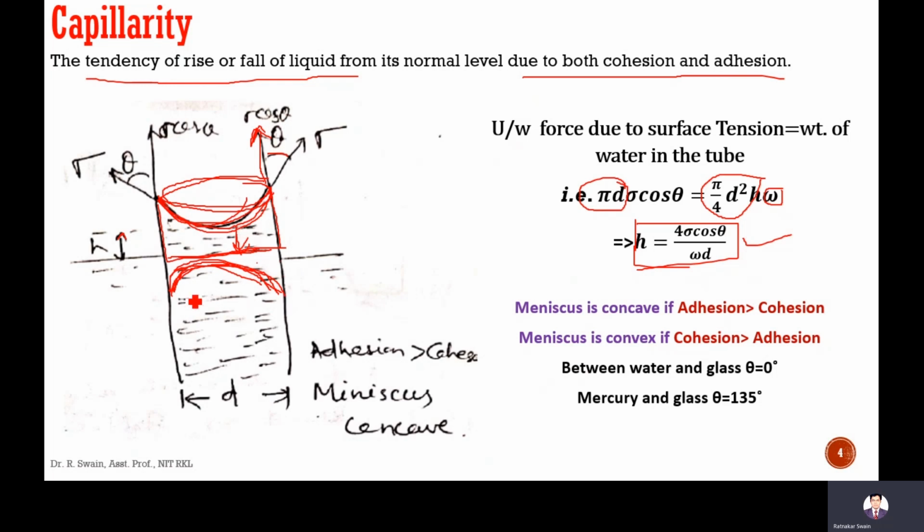In that case this meniscus will be convex. It will be like this. Here this is the general level, so it will be like this. This will be your fall. Between water and glass theta is 0, but between mercury and glass it is 135 degrees.